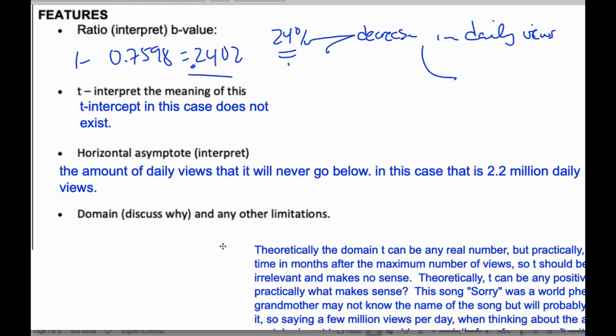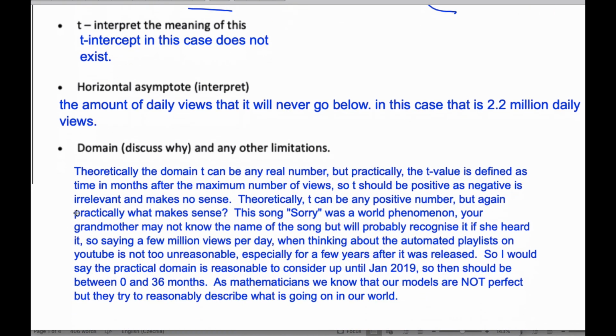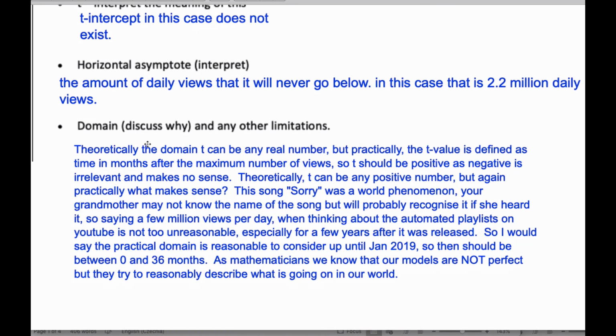And finally, discuss the limitations in the domain. Theoretically, the domain t can be any real number, but practically that doesn't make any sense. The t-value is defined as time in months after the maximum daily views. So t should be positive, as negative is irrelevant. It makes no sense. If I have a maximum of 11 million and I go back in time 1 month, I'm not going to have a larger number. So it doesn't make sense to have negative values.